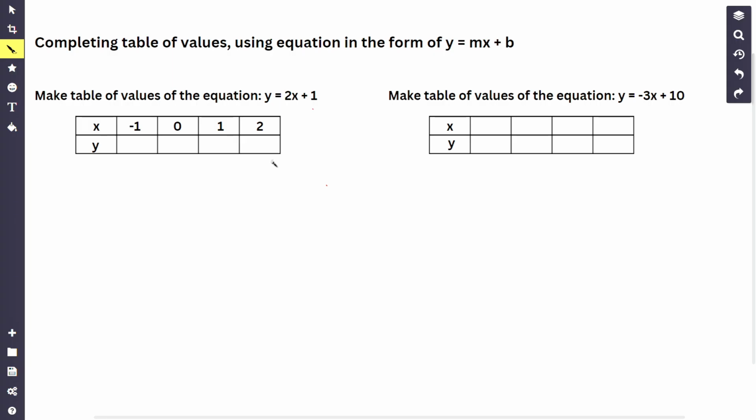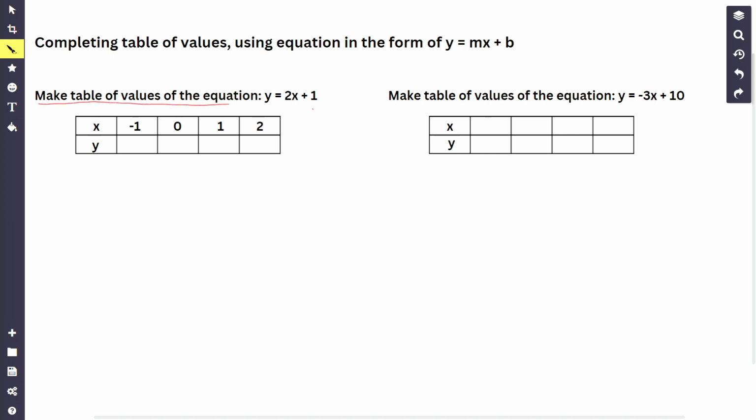In this video, we will be discussing how to make a table of values using a given equation. In this lecture, we'll have two sets. In the first one, on the left, the values of x are given, and on the right side, both values of x and y are not given. So let's start with the left side.